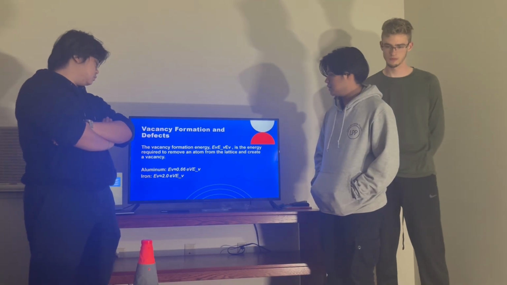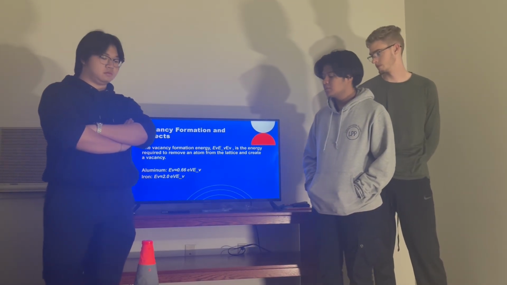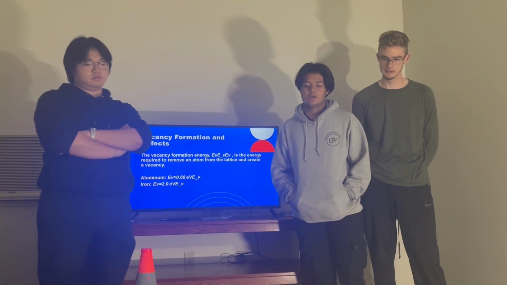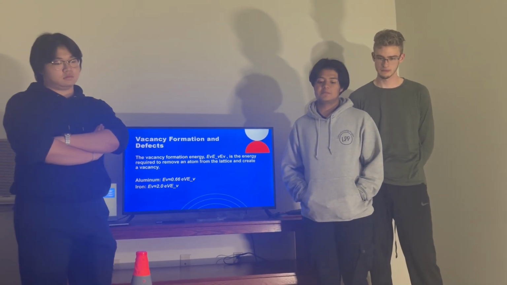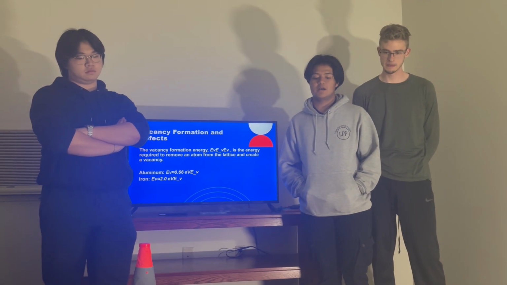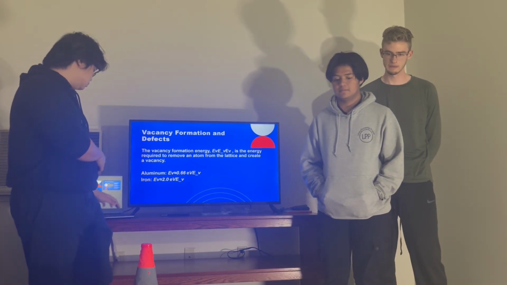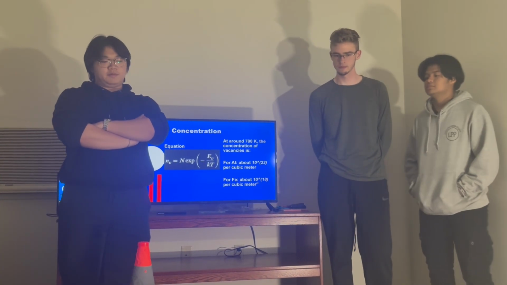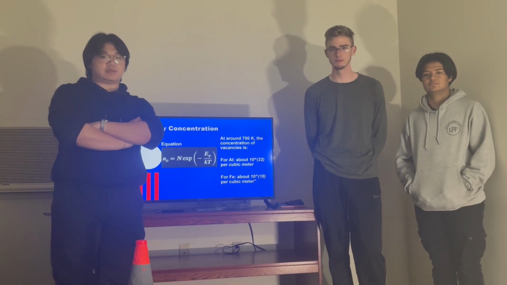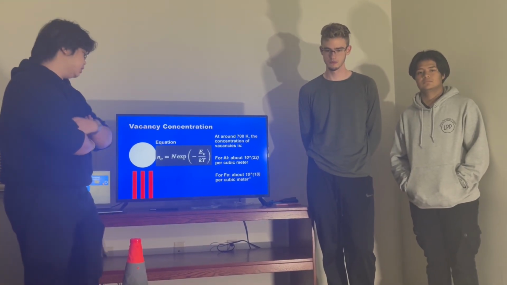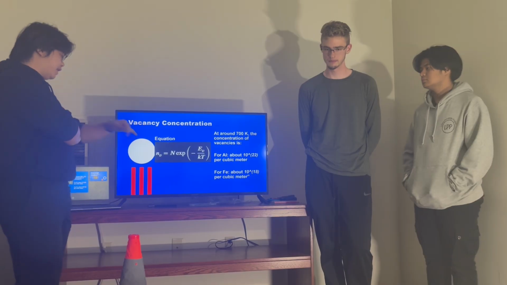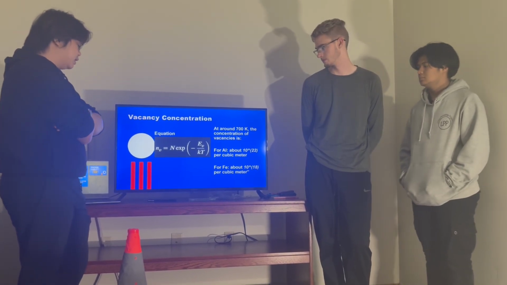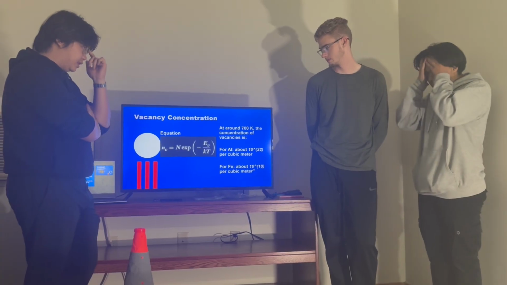Aluminum's E_V is 0.66 and iron's is 2. So it takes about 3 times more energy to create a vacancy in iron than in aluminum. So the equilibrium vacancy concentration can be estimated by the equation, which is shown here. So you have N_V equals N times the exponential of negative E_V over kT.